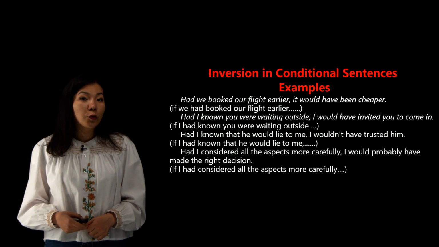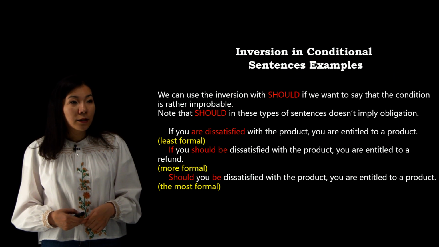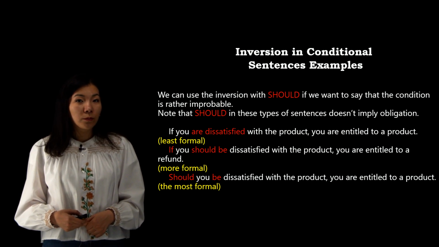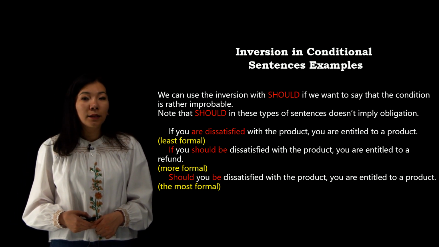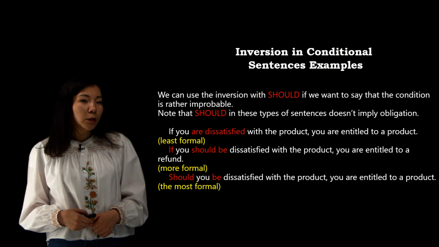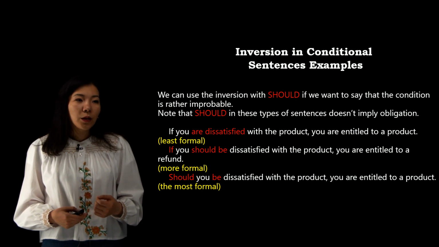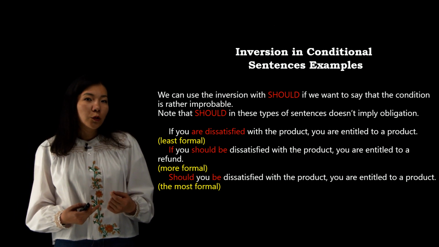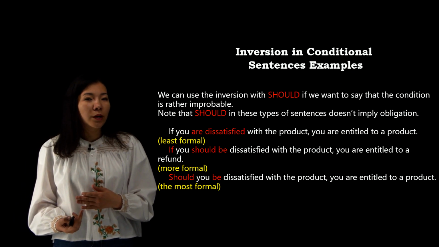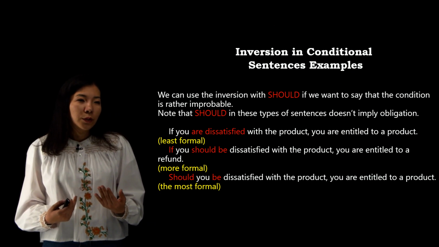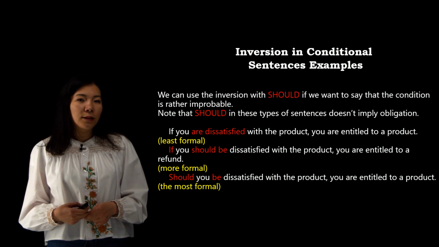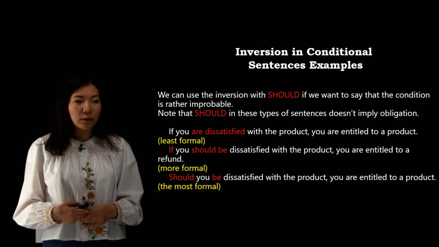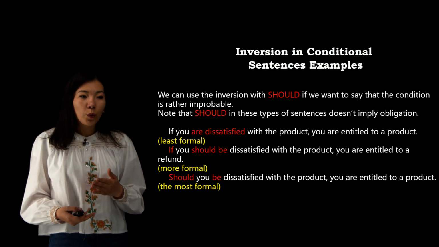And now we need to see the other things, because we can use inversion with should. If you want to say that the condition is rather improbable, you need to know that should in these types of sentences doesn't imply obligation. Let's read the examples and you will understand it. If you are dissatisfied with the product, you are entitled to a refund. So this is the least formal sentence.